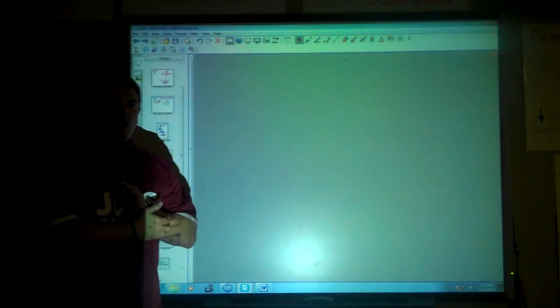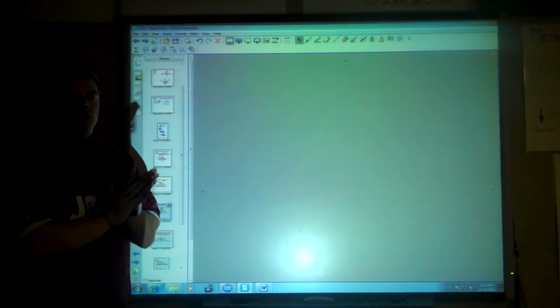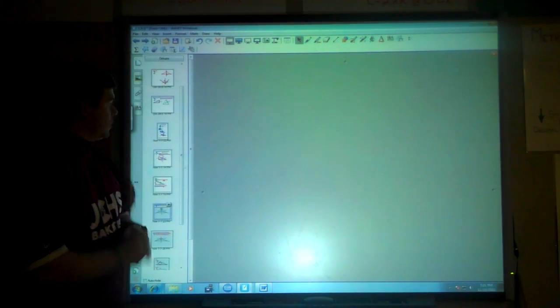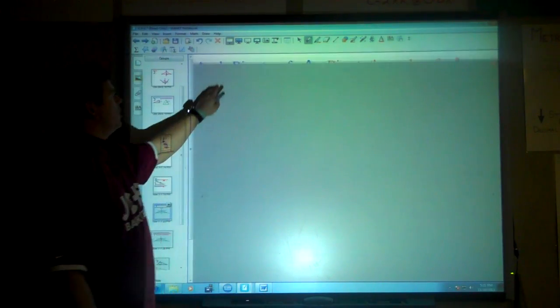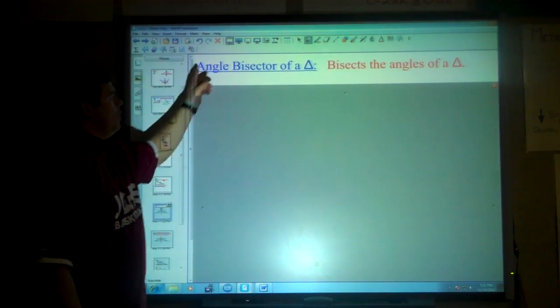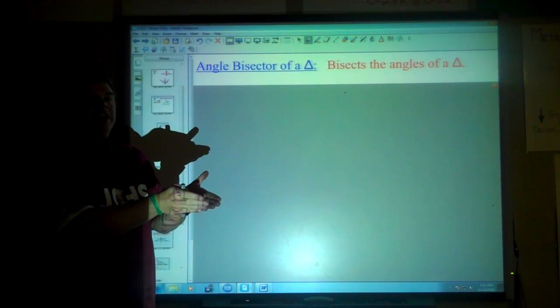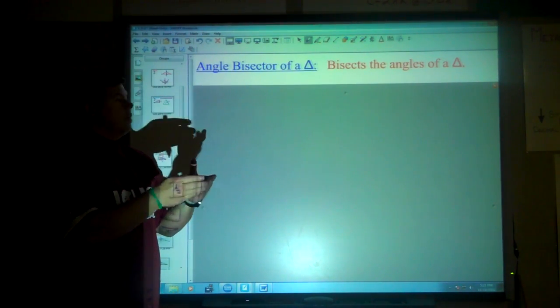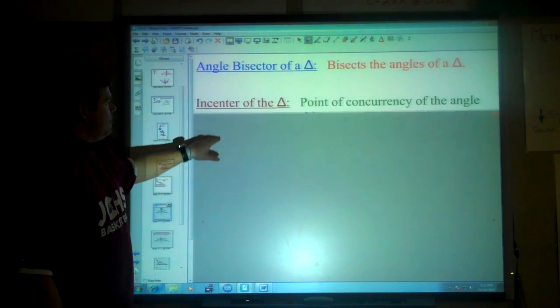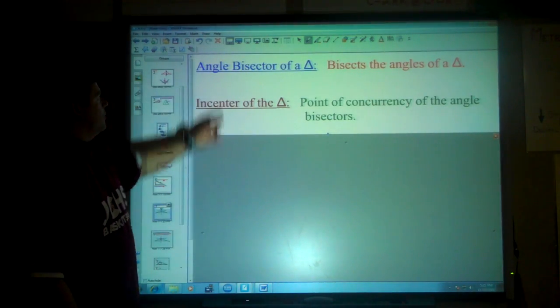Alright, that pretty much covers the perpendicular bisectors. We also talked last time about angle bisectors, and we have points of concurrency for them as well. So the angle bisectors can all come together. All the angle bisectors will cut each angle of a triangle in half, and they will also meet. Where they meet is what we would call the incenter of a triangle.